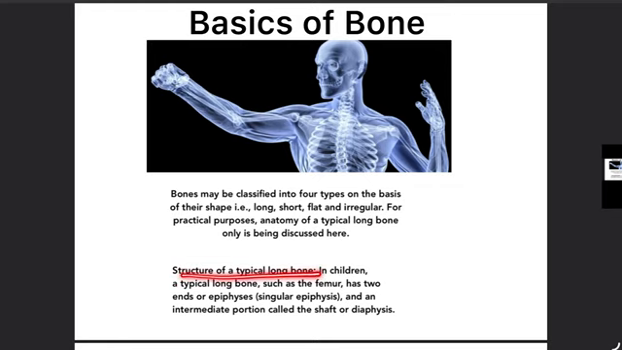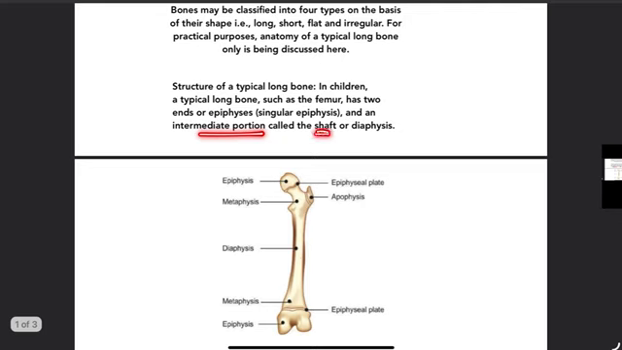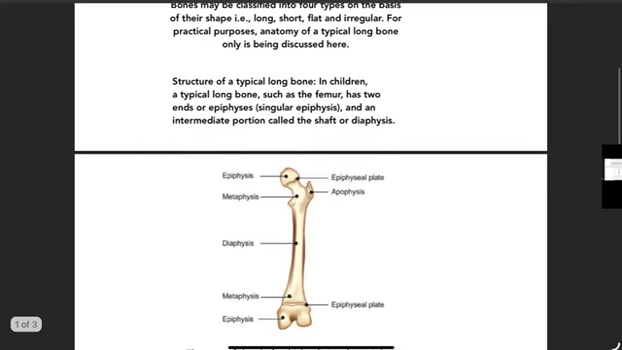Typical structure of a typical long bone. In children, a typical long bone such as the femur has two ends. They are called epiphysis. The end of a long bone is called the epiphysis. Singular is epiphysis. An intermediate portion, which is called the shaft, is called diaphysis. So shaft is diaphysis. Let's see on the diagram.